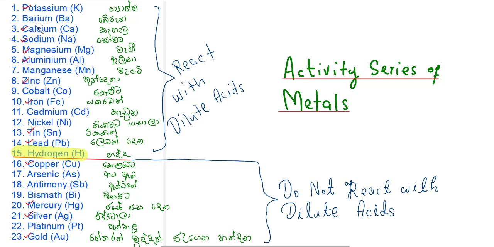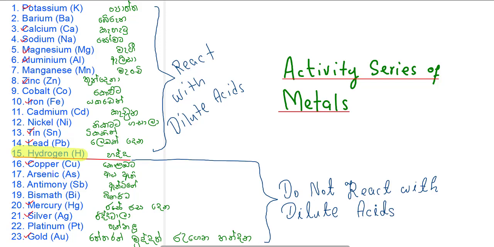But these things I have given as the activity series. Right? Potassium, barium, calcium, sodium, magnesium, aluminium, manganese, zinc, cobalt, iron, cadmium, nickel, tin, lead, hydrogen. In this our world, Earth, it is a gas, children. But in the very cold planets, children, we can find it as a solid like that. Okay, if it is solid, it works as a metal.